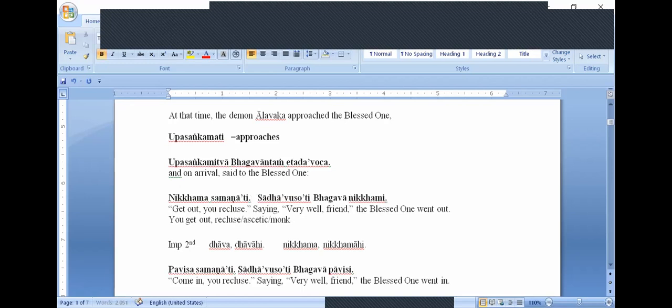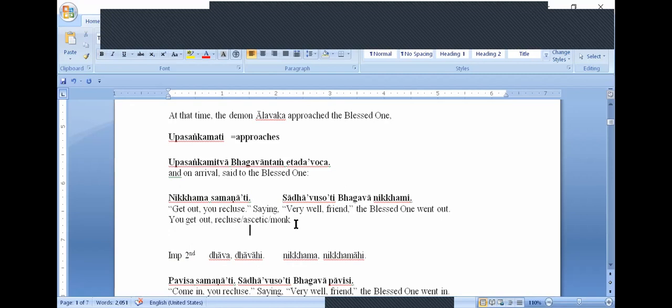You get out, and with the iti. Iti here means it comes from the word iti. Iti is kind of like the end of a quotation. So you get out. Then the Buddha says, sadu avuso. Avuso means friend, right? Sadu means good friend or very well, friend. The Buddha calls him friend because the Buddha is trying to make him less angry, because this Alavaka was very angry with the Buddha. And then iti. Then the Blessed One, the Buddha, nikkhami.